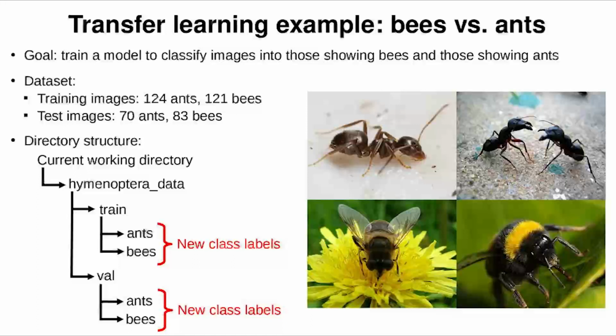The train and test subdirectories each have a subdirectory for every class that we will be training the CNN for. In this case, an ants and a bees subdirectory. The names of these subdirectories will be used as the labels for the new classes. Inside these subdirectories will be image files showing ants and bees respectively. The file names for the images themselves are of no consequence.